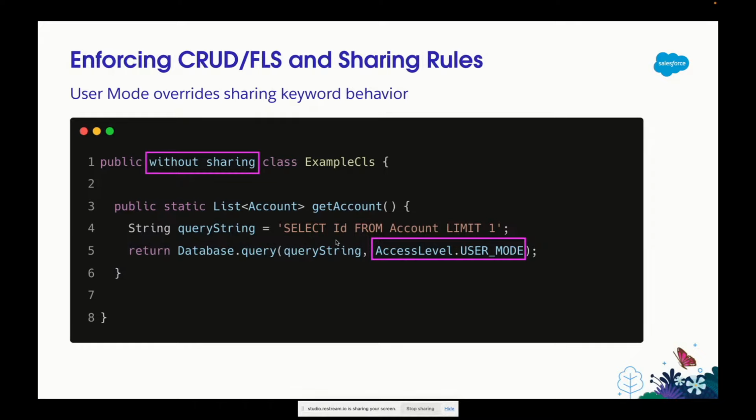But I want to remind you that the user mode operation by default overrides that behavior, and it considers both sharing as well as field level security and the object permissions. So remember always that user mode overrides without sharing. For this specific method, it overrides for that specific operation only. If you have a whole method, it will still run in system context, without sharing. But this specific operation, because you have put it as user mode, overrides that and makes sure that this operation is still respecting the user permissions.